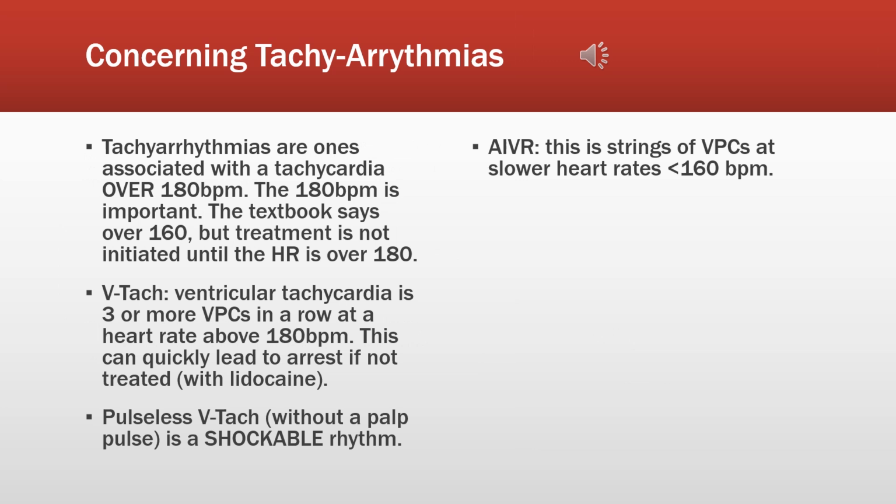So this is just a slide reiterating what I said in the last slide concerning tachyarrhythmias. So tachyarrhythmias are arrhythmias associated with a heart rate of over 180. So we'll also say 160, but we don't treat until over 180. So that is the important number. So VTach, ventricular tachycardia, is a run of 3 or more VPCs in a row at a heart rate above 180. That can quickly lead to arrest if it's not treated, especially if there are runs of this.